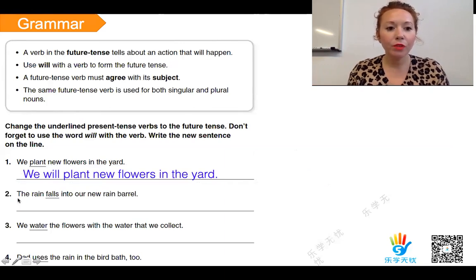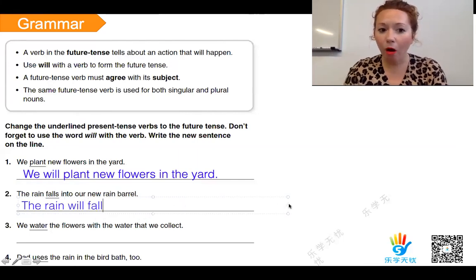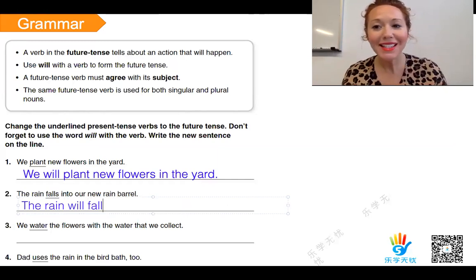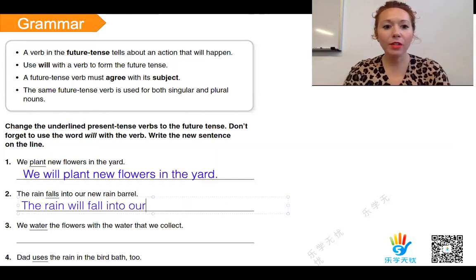Number 2, the rain falls into our new rain barrel. All right, now this one's a little trickier. The rain will fall. We do not have an S because the S means that it's in present tense. The rain will fall into our new rain barrel.